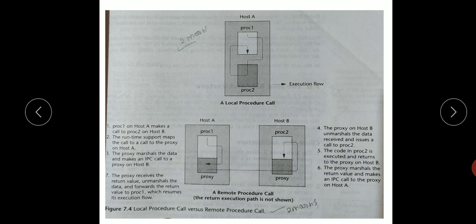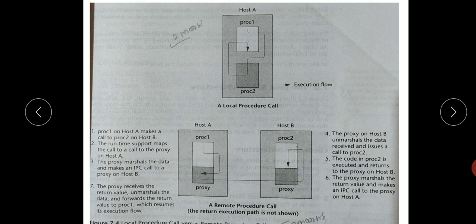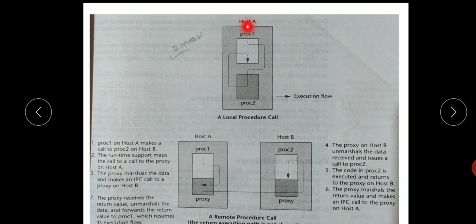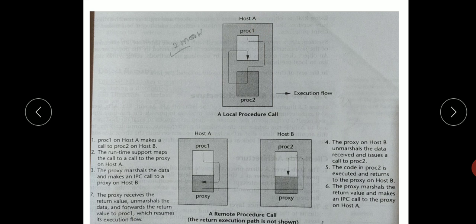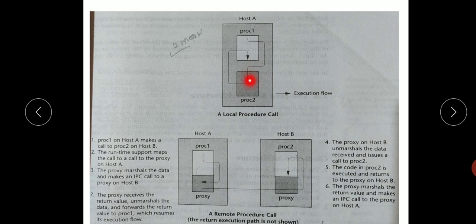See, this is the figure. So here, the first one is the local procedure call. Host A, the procedure 1 makes a local procedure call to a procedure 2 residing on the same system. Here procedure 2 performs the action and the return value is sent to procedure 1. So this is the local procedure call.